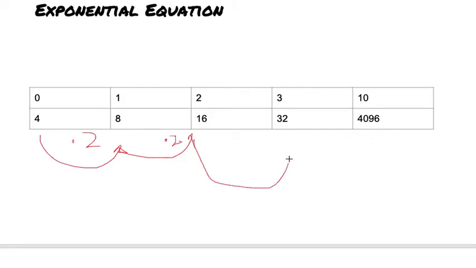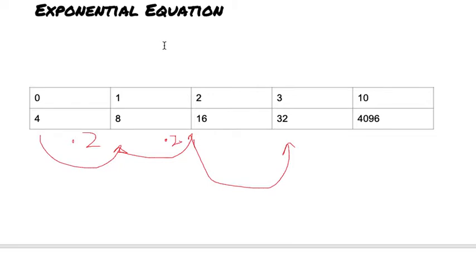And I'm noticing that again, I'm multiplying by another 2. So what is my multiplier? In this situation, my multiplier is 2. What is my starting value? Well, when my input was at 0, I started at 4. So what's the equation that I can use to represent this exponential equation?